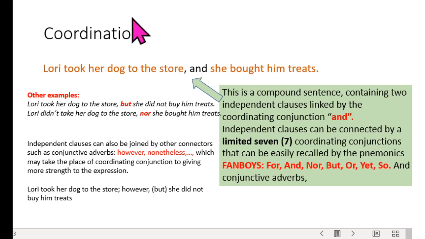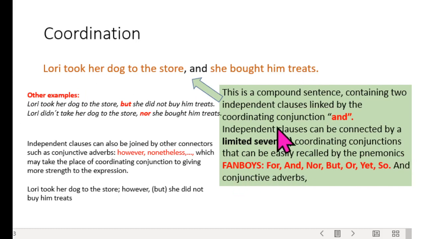Okay, coordination. You coordinate two clauses that are independent with coordinating conjunctions or other connectors. Laurie took her dog to the store and she bought him treats. Laurie took the dog to the store is an independent clause, and she bought him treats is also an independent clause. We use coordinating conjunctions very commonly to connect this type of clauses.